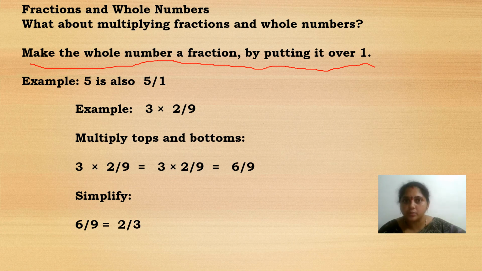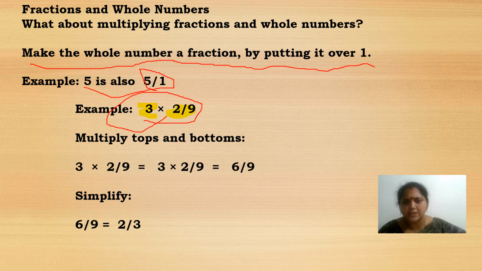How are we going to do that? 5 is also a fraction number. How? 5 divided by 1. If we see any whole number, we take 1 as the denominator to form it as a fraction. For example, I am taking the number 3 into 2 by 9. Here my 3 is a whole number and 2 by 9 is my fraction number.